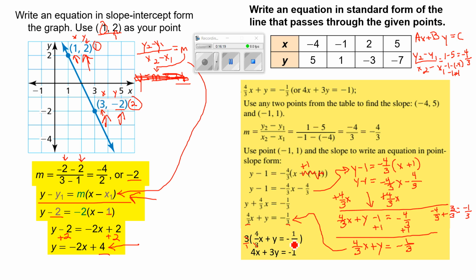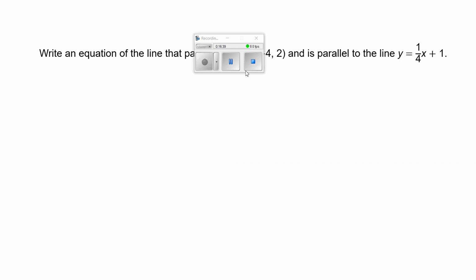And just like that, we can do it over here as well. We'll cancel out the 3's. That leaves us negative 1. And then, of course, 3 times positive y will be positive 3y. And that's how we got 4x plus 3y equals negative 1. All right, looks like I did all that one right, thank goodness. Let's go ahead and move on to the next one.